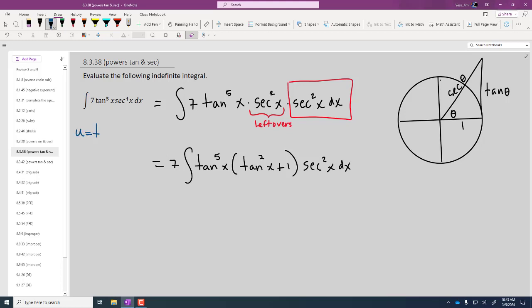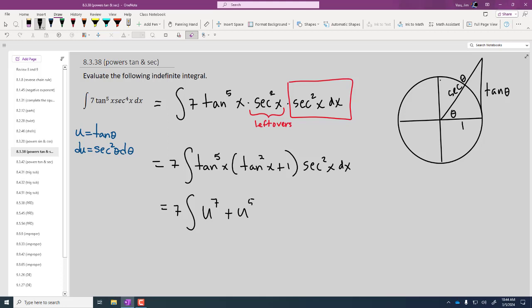We let u be tangent of x. du will be secant squared of x dx. That's perfect. We've just got a bunch of u's and a du. And that's easily integrable. Power rule. We golden. So we'll end up with 7. Let's try to do this in one step. If we plug in u for tangent, that's a u to the 5th. That's a u squared. So u to the 5th times u squared is u to the 7th. u to the 5th times 1 is just u to the 5th.